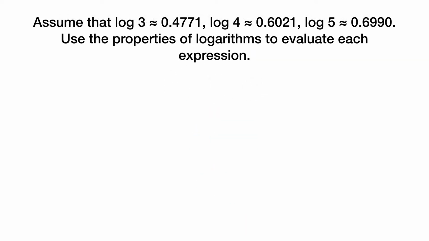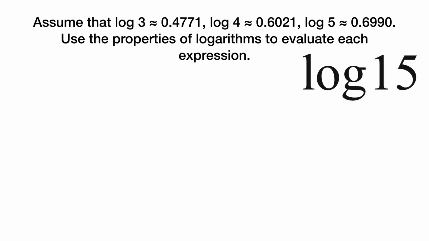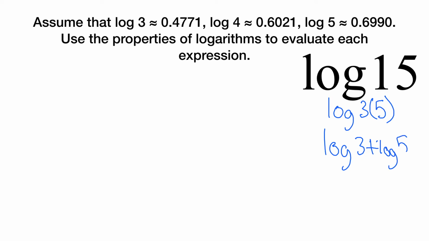Now what we're going to do is we're going to assume that log 3 is 0.4771, log 4 is 0.6021, and log 5 is 0.6990. We're going to use the properties of logarithms to evaluate each expression, and we're going to start with log 15. Because remember, we can break down 15 to be the log of 3 times 5, or log of 3 plus log of 5.